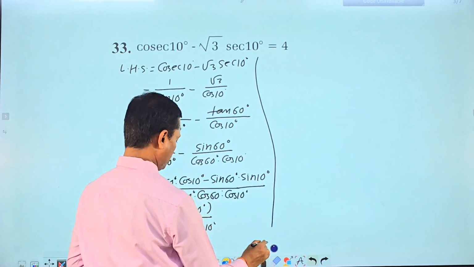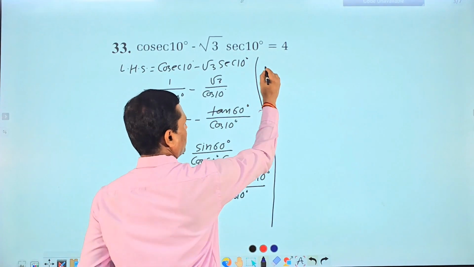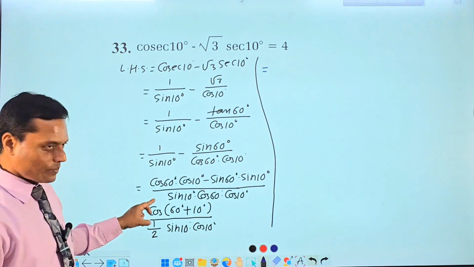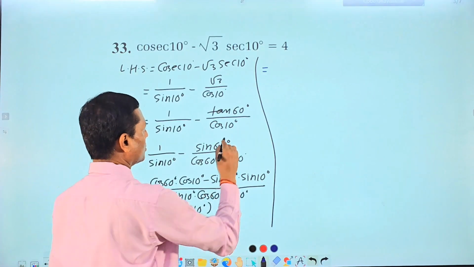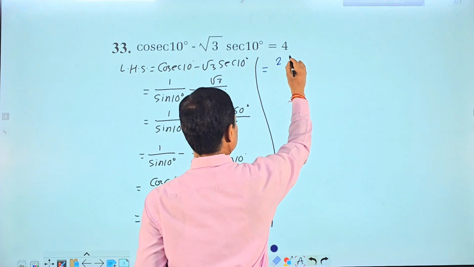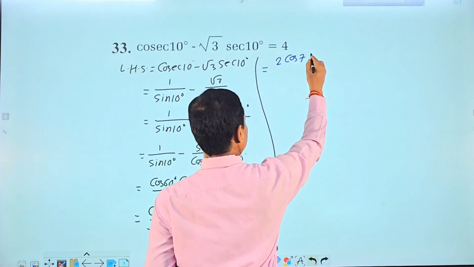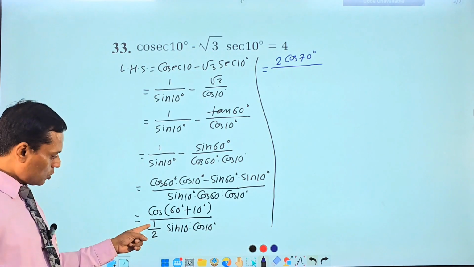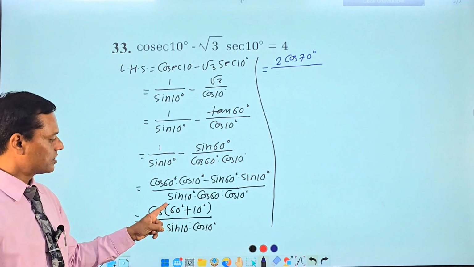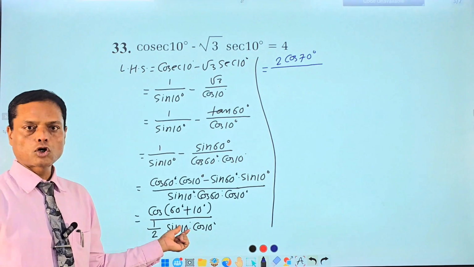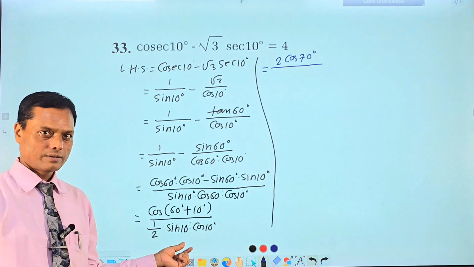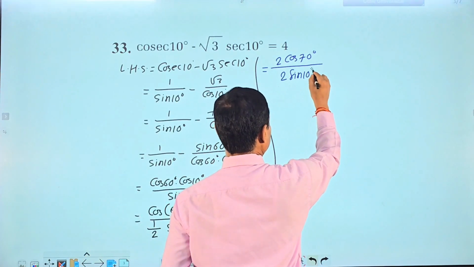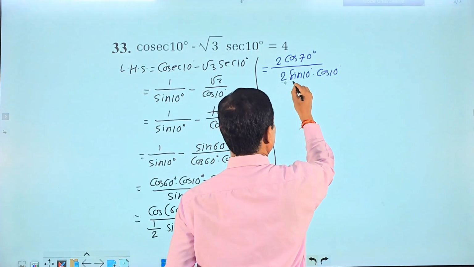Let me do it on another side. Now here, see. Here 1 by 2, this 2 goes up, it goes to the numerator. So this becomes 2 cos 70 degree. Can you write or not? See carefully. This 2 goes up, it becomes 2 cos 70, 60 plus 10 means 70 degree. And you have sine 10 dot cos 10, isn't it? So which one is missing here? Yes, you know better. 2 is missing, so we can write here 2 sine 10 dot cos 10 over 2. Can I write or not?